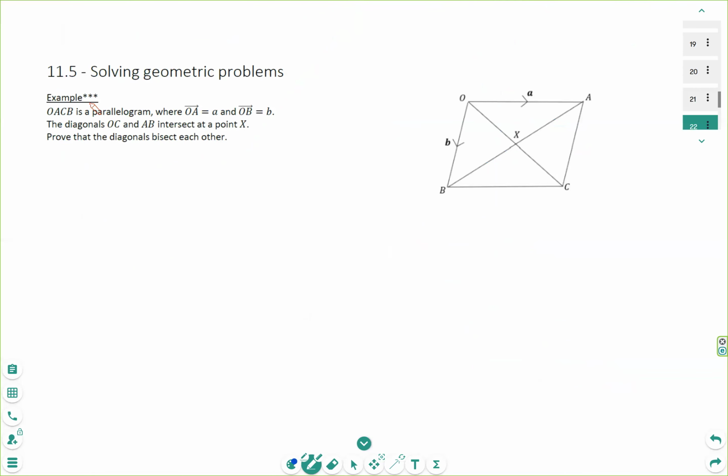Example, 3 stars, like a Michelin. OACB, as I said, goes clockwise. It is a parallelogram. Maybe nice, maybe not. OA is A. OB is B. The diagonals OC and AB intersect at point X. Prove the diagonals bisect each other.